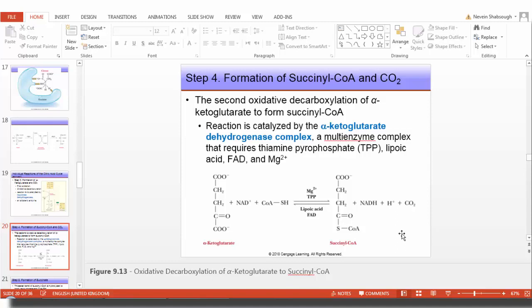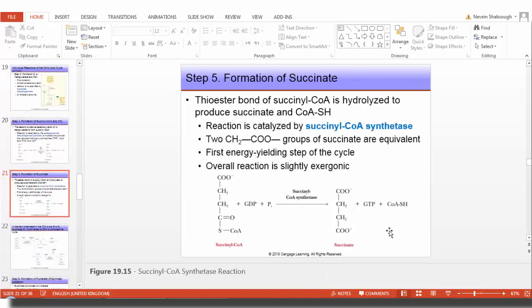Removal of the CO2 makes the citric acid cycle irreversible in vivo, but not in vitro, where each separate reaction is reversible. Then we go to step 5. Step 5, formation of succinate.